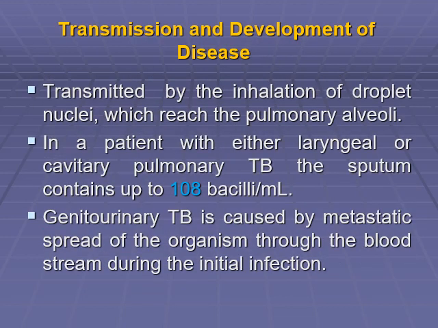So what about the transmission and development of the disease? As we all know, transmission of TB is by inhalation of droplet nuclei which reach the pulmonary alveoli. In addition, with either laryngeal or cavitary pulmonary TB, the sputum contains up to 100 bacilli per milliliter. Genitourinary tuberculosis is caused by metastatic spread of the organism through the bloodstream during the initial infection. This means that urinary tuberculosis is secondary to pulmonary TB.